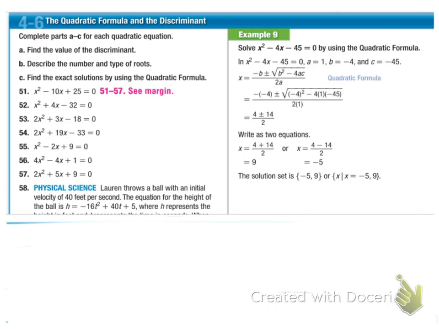And if it's positive, there's two solutions. If it's negative, it's no solution, it's imaginary. If it's equal to 0, then there's one real solution. So watch out for that.